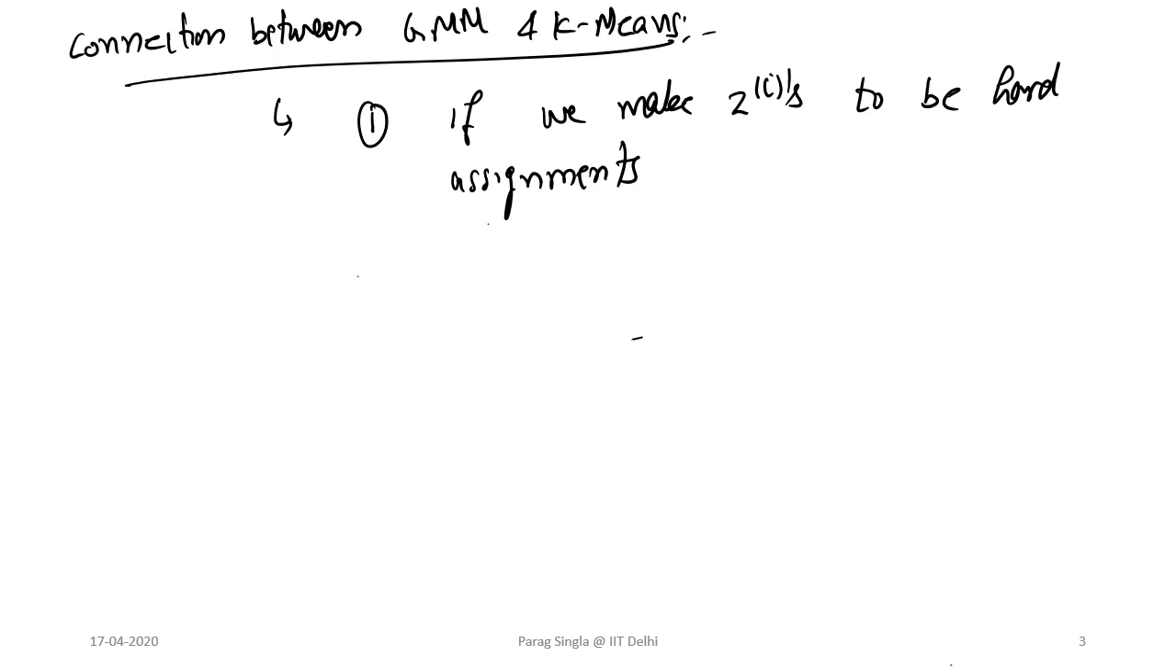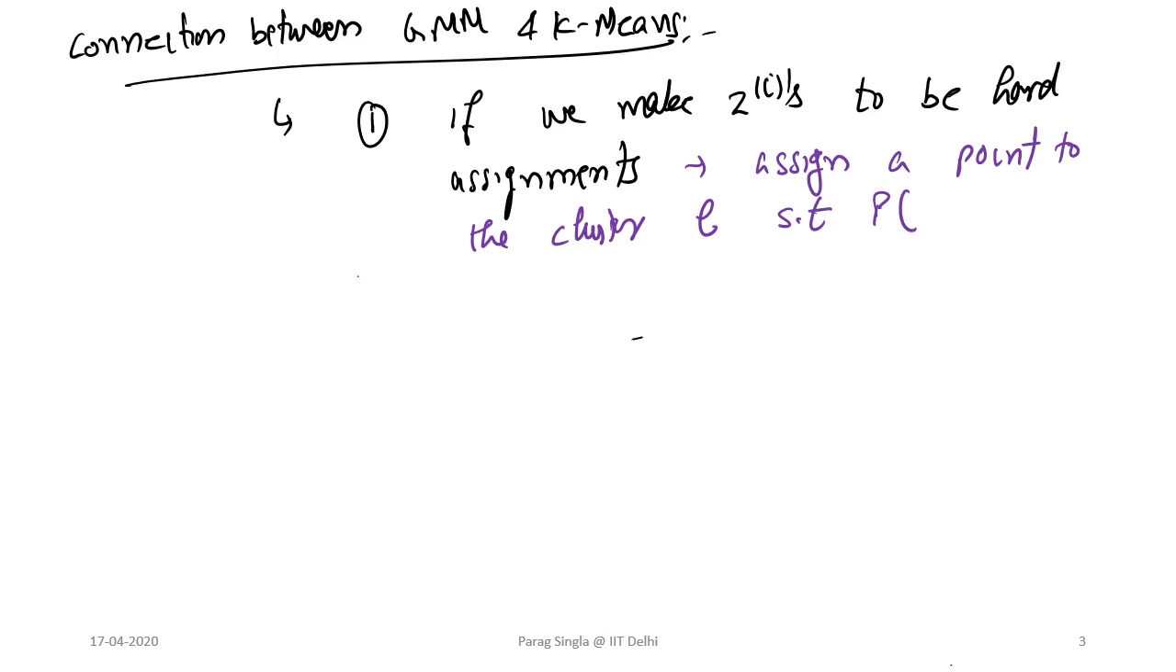Which means that we assign a point to the cluster L such that P of Zi equal to L given xi and theta is maximized, right? So this is the E step.